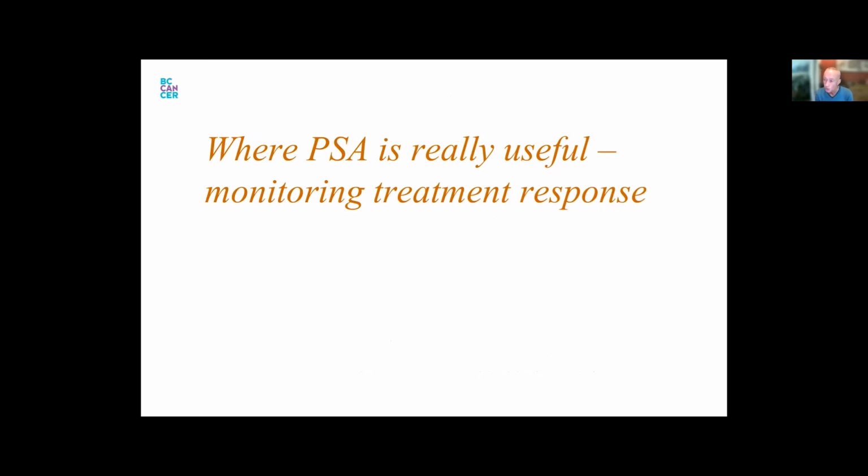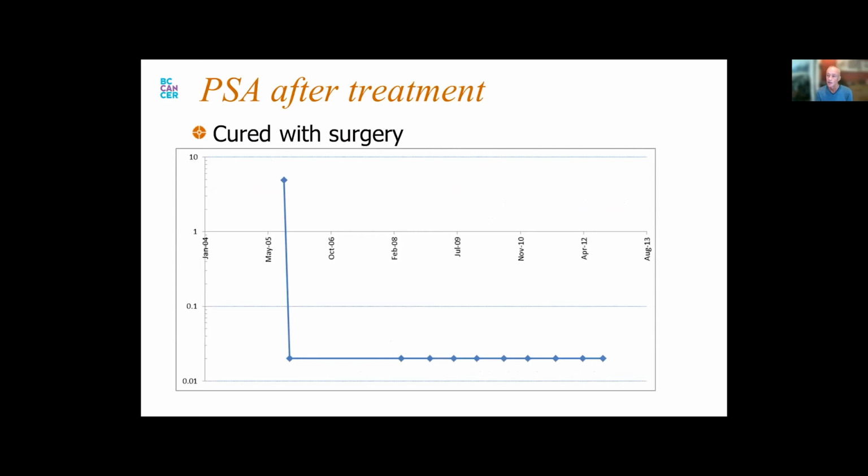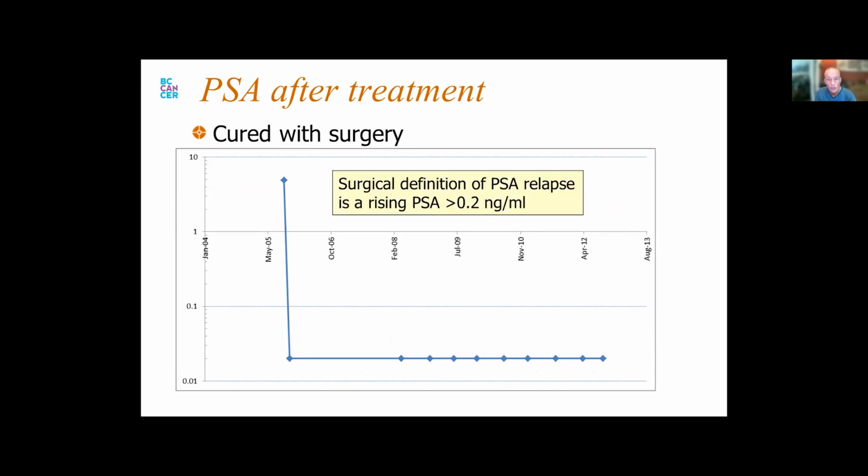It's in assessing treatment response. The easiest is surgery. If you have successful surgery, within about a month, any PSA that's residing in your bloodstream will disappear, and you should have an undetectable PSA. I'm going to show a few graphs like this. On the x-axis, we have time, and on the y-axis, we have a logarithmic scale of PSA. The surgical definition of relapse is a rising PSA breaching a level of 0.2.